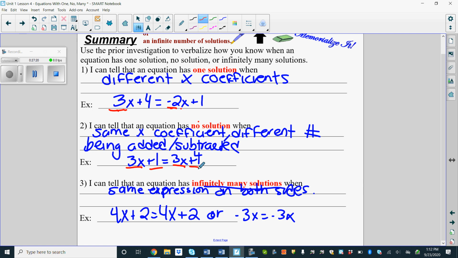And 3, I can tell an equation has infinitely many solutions when there is the same expression on both sides. So you could have made up anything. I just created 4x plus 2 equals 4x plus 2. Or another way you might see it is negative 3x equals negative 3x. As long as it's the same thing on both sides, you know it will have infinitely many solutions.